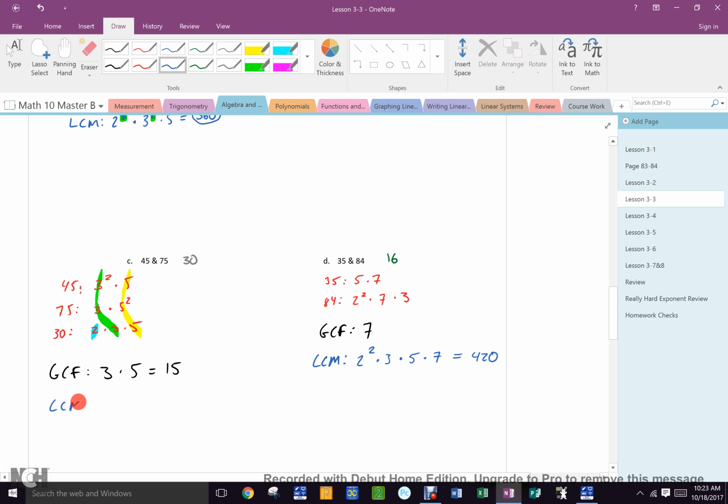What's my LCM now? Count everything once. Do I count that 2? With what exponent? No exponent. 1, because there's only 1, 2. Do I count the 3's? With what exponent? Squared, because that's the biggest exponent I have. Do I count the 5's? With what exponent? 2. 2 times 3 squared is 2 times 9 times 25... which is 900.